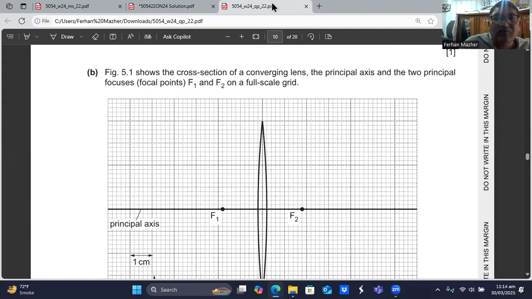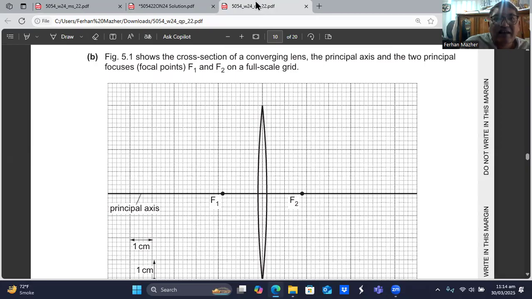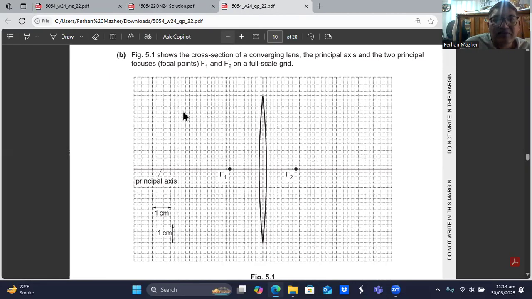And then we have question number 5, B part. And here we have, so let me reduce the size. Okay, it says figure 5.1 shows the cross section of a converging lens, the principal axis and the two principal focuses, focal points F1 and F2, on a full scale grid. Okay, so here you can see the focal length is 1.8 and 1.8 is the optical center. Okay, so what is their question?